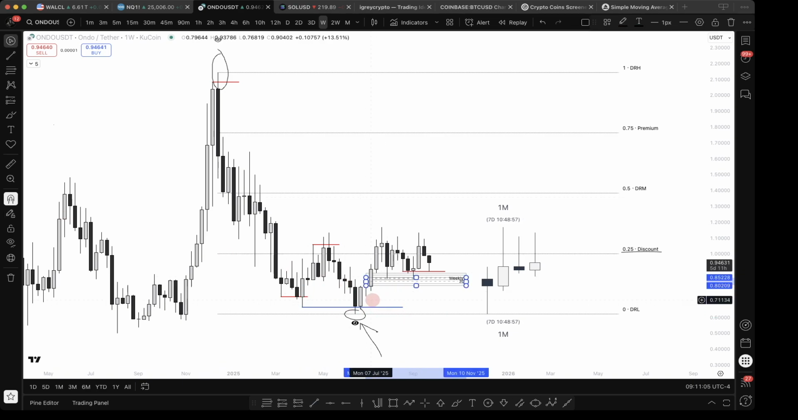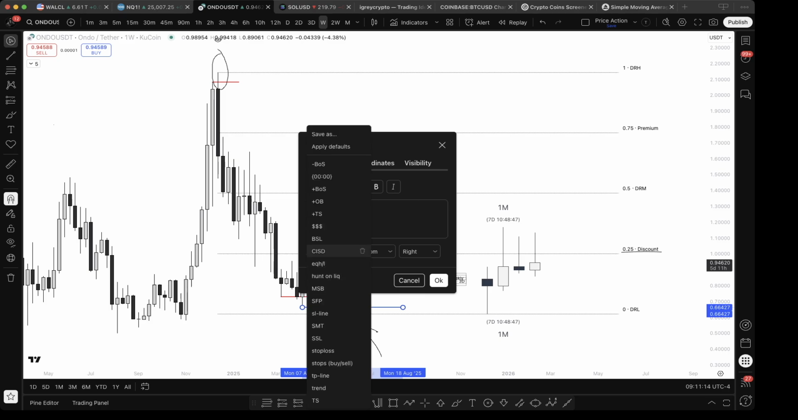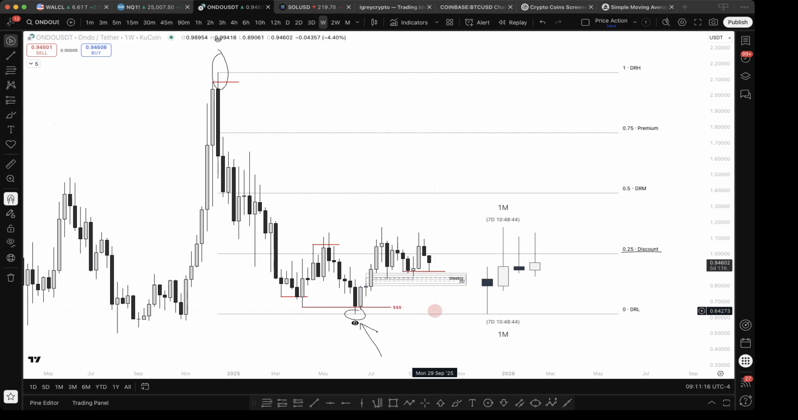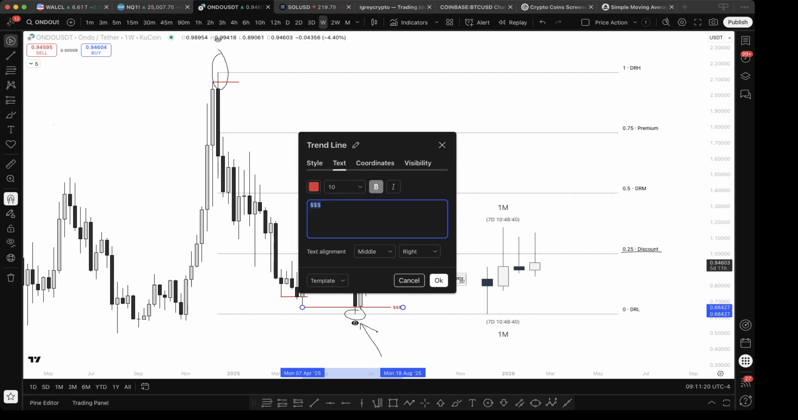And what have we done? Wicks do the damage, bodies tell the story. You can see the candle bodies close above this low. So this, in my view, is sufficient liquidity. That's, of course, sell-side liquidity. To be honest, this is turtle soup.